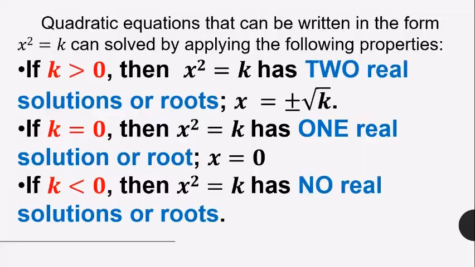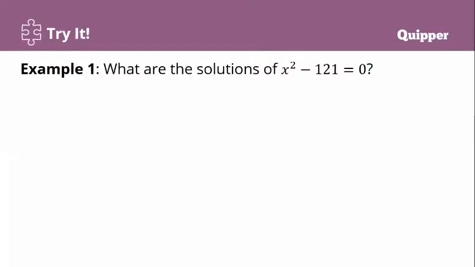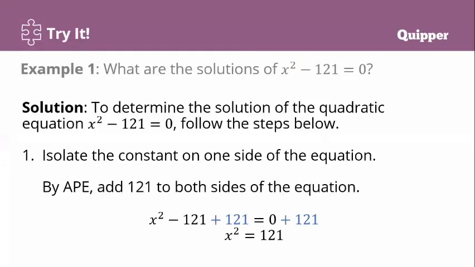Let's try these properties with examples. What are the solutions if x² minus 121 equals 0? Here is the solution. To determine the solution of the quadratic equation x² minus 121 equals 0, follow the steps below. Step 1. Isolate the constant on one side of the equation. By addition property of equality, add 121 to both sides of the equation.